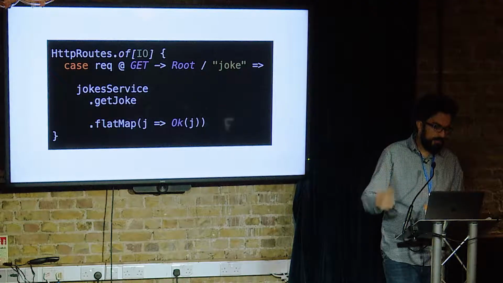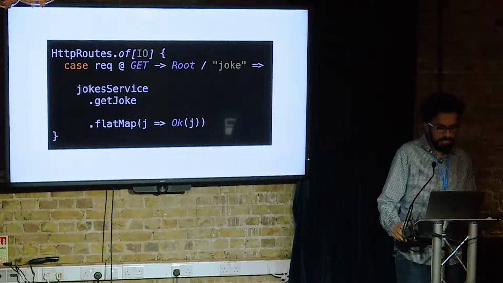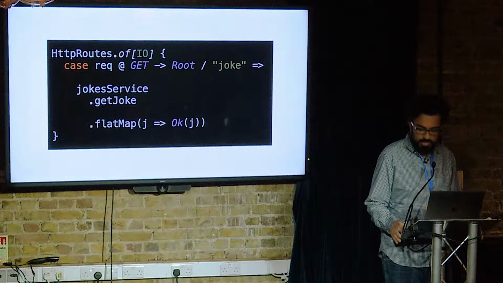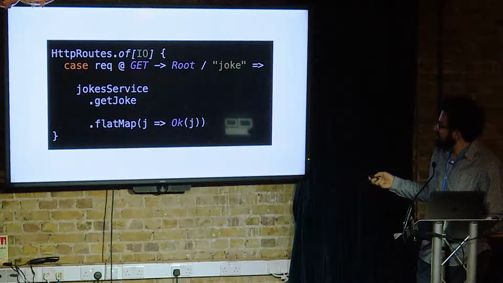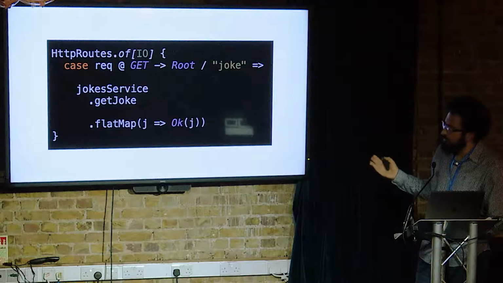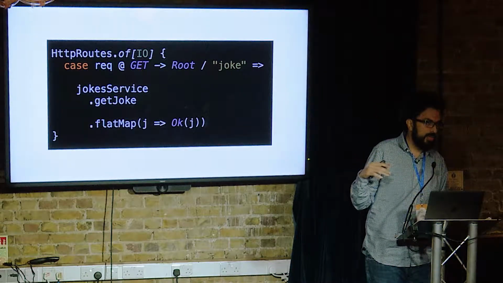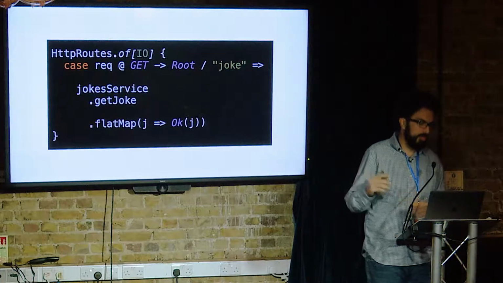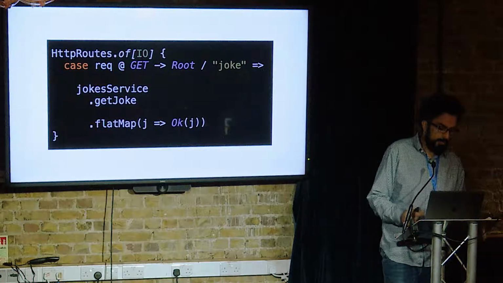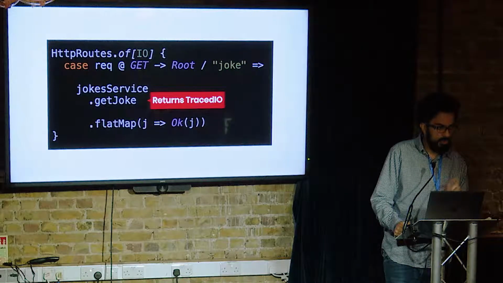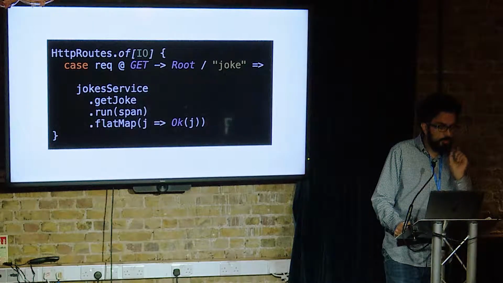So here we have HTTP4S syntax. We are defining our routes. This block, as you see on the top, is HTTP routes of IO. So it's expecting us to return something, IO of something. But we have the joke service that's returning traced IO. Still, this is waiting for a span, waiting for me to pass the span.